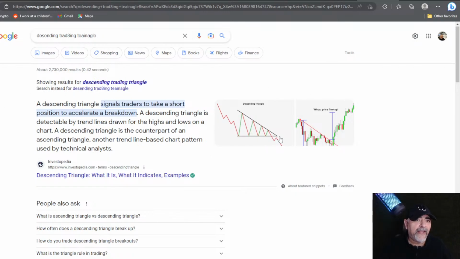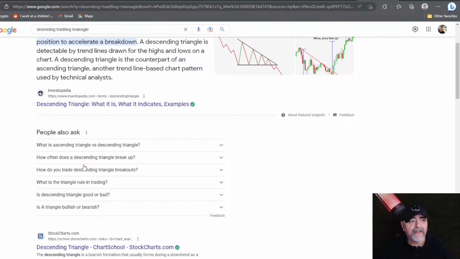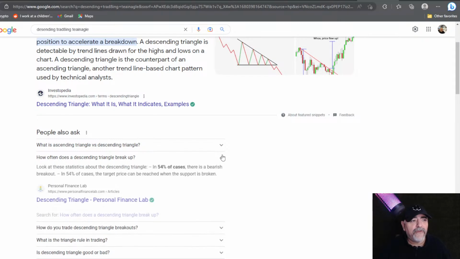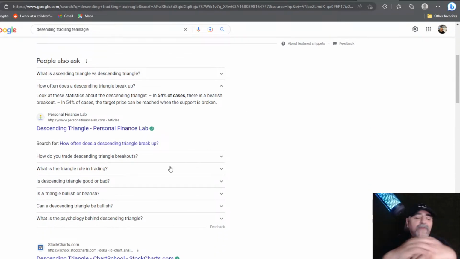Now, let's go back and take a look at what we're looking at. What is ascending triangle versus a descending? How often does a descending triangle break up? Okay, so this is very important here, guys. This is why when you guys are learning to trade, if you're trading on YouTube or you're trading on all these things, people are saying, man, we have a descending triangle, that's a short. Is it a short or is it a long? The funny thing about all these signals or triangles or bull flags and all this is that 54% of the case, there's a bearish breakout, right? 54%, guys. Here you go, right here.